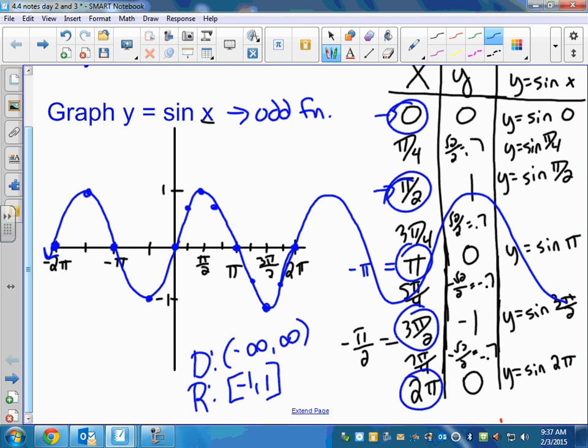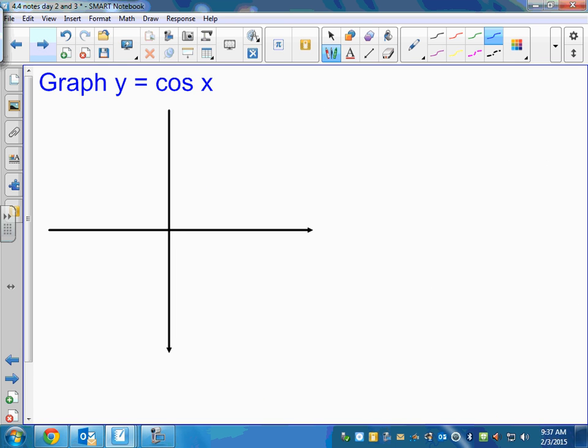What else should we do? Let's graph cosine. Thinking about the values that we get from the unit circle for sine and cosine, do you agree that cosine is going to look similar to sine? But it's going to be in different spots because cosine is 0 in different spots than sine is 0. Cosine equals 1 in different spots than sine equals 1. So instead of picking a million points here, let's just pick our key points.